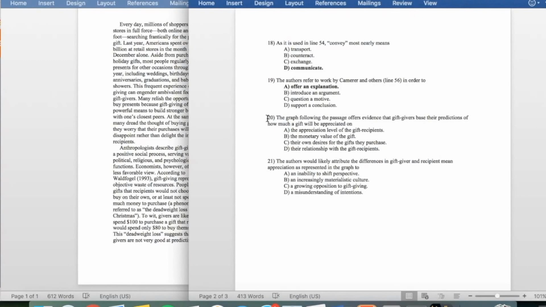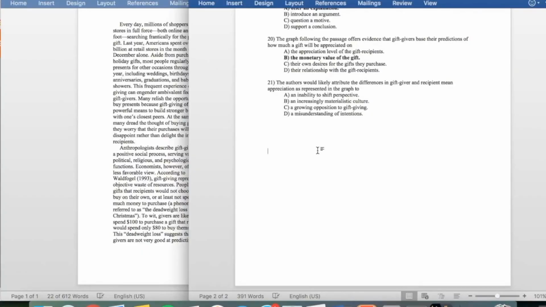So that's the graph. So 20, the graph following the passage offers evidence that gift givers base their predictions of how much a gift will be appreciated on, and it's going to be B here, the monetary value of the gift, again, because that less expensive gift was deemed to be much less appreciated than the more expensive one. Now, note that we didn't even need the right half of that graph for this question. And so if you look at the wording of that question carefully, you can tell, okay, I don't even have to worry about half this information here, and that can save you some time as well. So B.